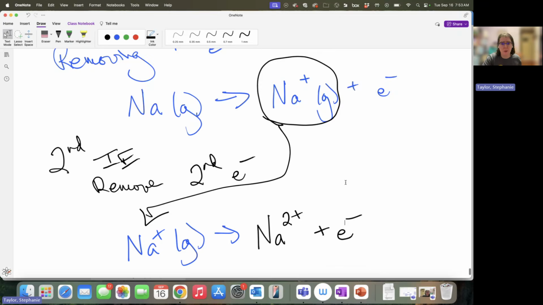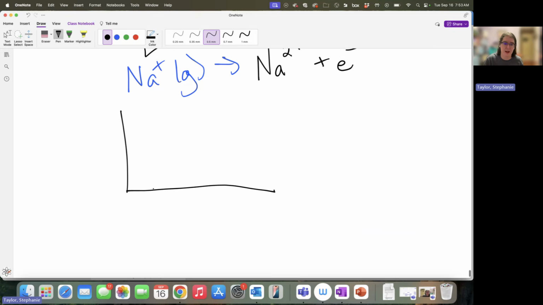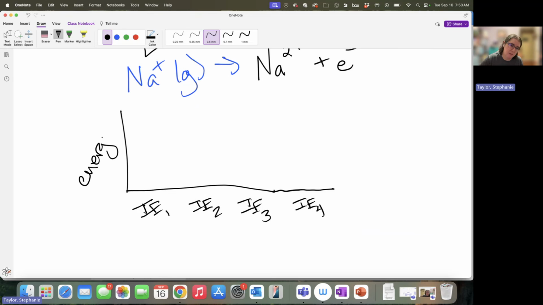And that's important because when you get into ALEKS, for example, it's going to have a little graph, and it's going to do things like ionization energy 1, ionization energy 2, ionization energy 3. We'll go ahead and do an ionization energy 4, and we'll make my x-axis a little longer. Y-axis is energy, and I just have to make little bar graphs. And this is going to be for sodium. I'm sorry, these bars are not all the same size.